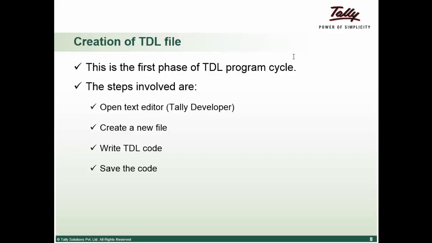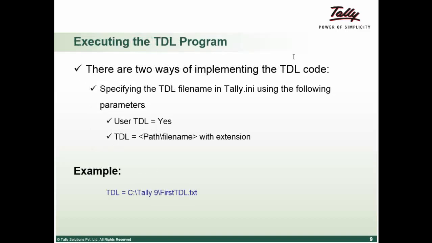So we have opened the text editor, we have created a new file, we wrote the TDL code, we have saved the code, and we have attached it to the INI. This is what we have already shown. You can go to the Tally application folder. There is a file called tally.ini. Open the text file. Use TDL is equal to Yes, and TDL is equal to the file path name with the extension, and the file is ready to use for the customer.